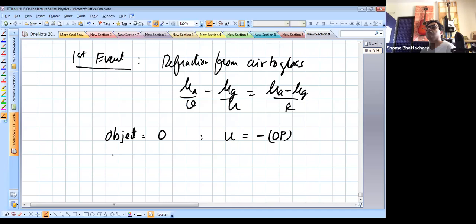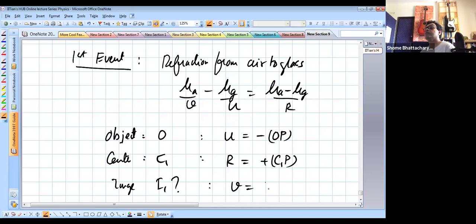Okay. The center is C1, which if you remember was on the positive side. So we'll take R as plus of C1P. And the image, let's say I1, which I don't know. So the image distance we'll take as V1, which is unknown. Okay. So I'm just relating this with the diagram above so that you have clarity.